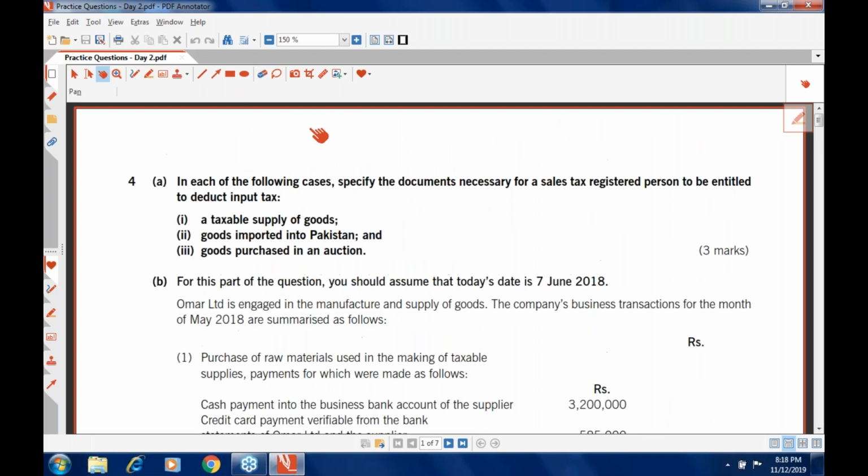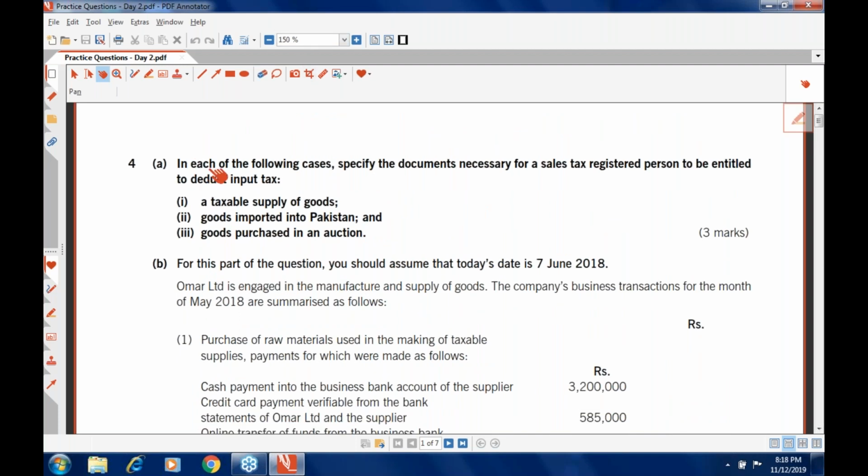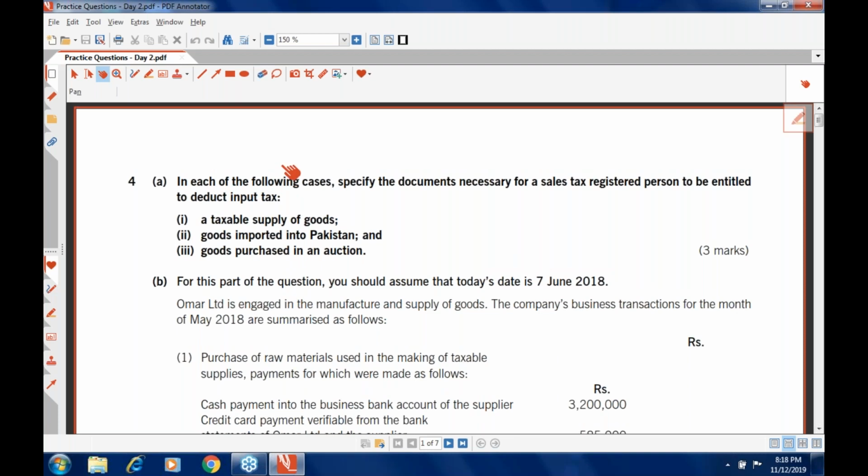Now let's actually talk about it. There is this question which says, in each of the following cases. I hope that everyone has got the question. This is a June 2018 exam question, question number 4 of June 2018. Now let's talk.